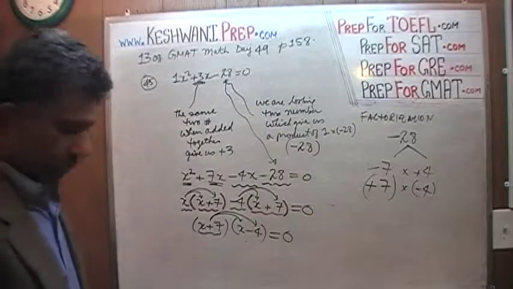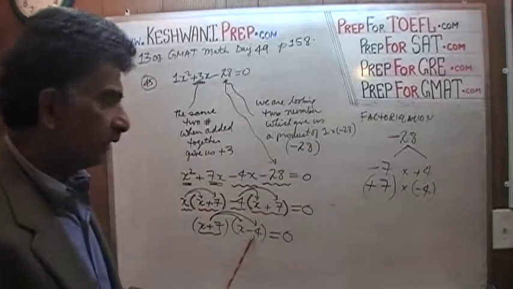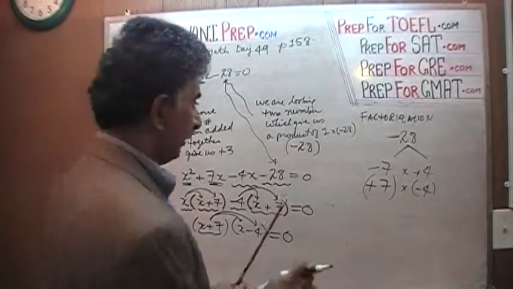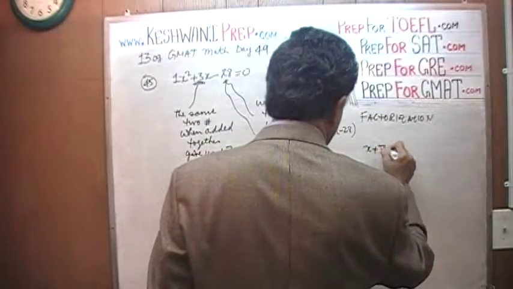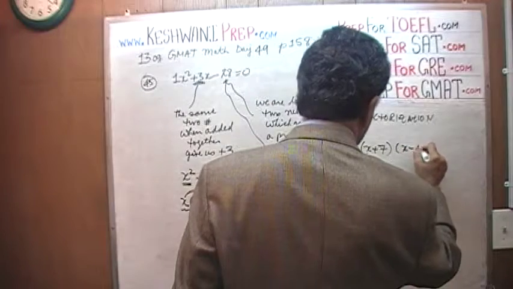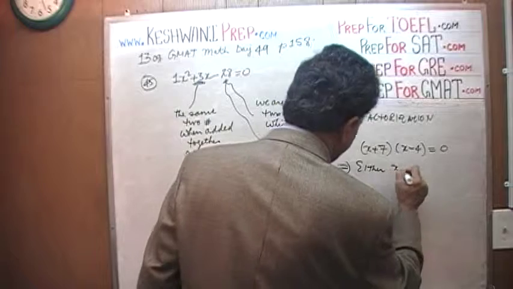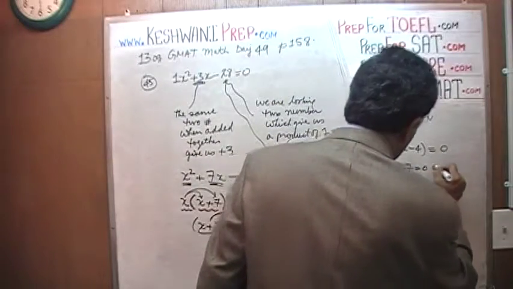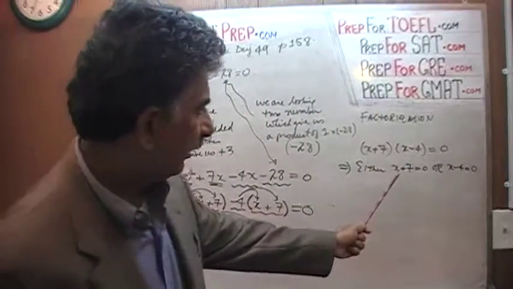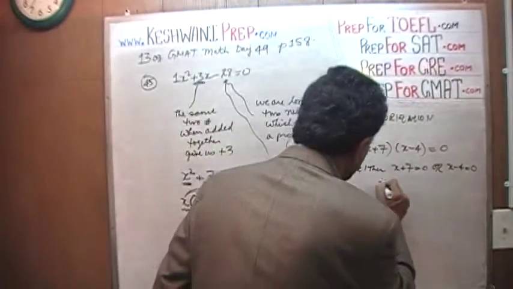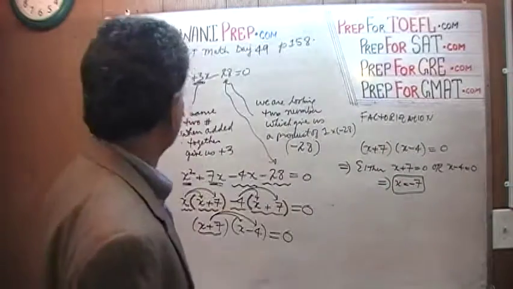Now we have two numbers whose product is 0. Now when there are two integers, this is an integer, this is an integer, when their product is 0, there are only two possibilities. Since x plus 7 times x minus 4 equals 0, that implies that either x plus 7 equals 0 or x minus 4 equals 0. Now, if x plus 7 equals 0, that would imply that x is equal to negative 7. X is equal to negative 7, which is what we are interested in because we knew the other one.